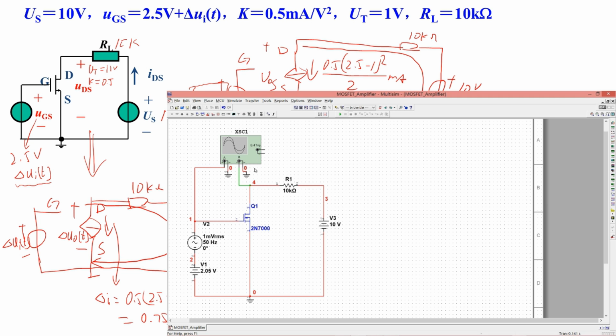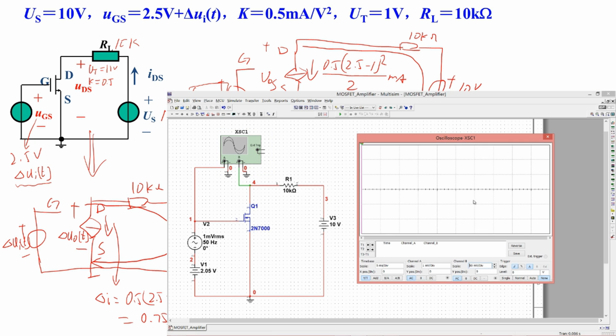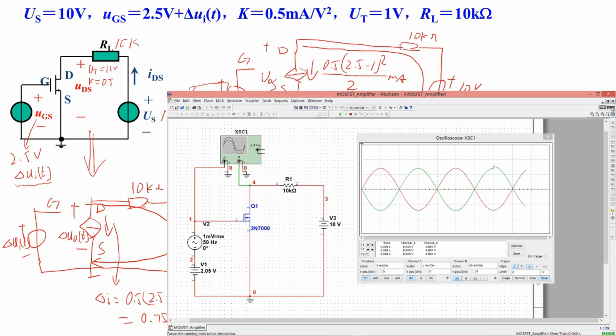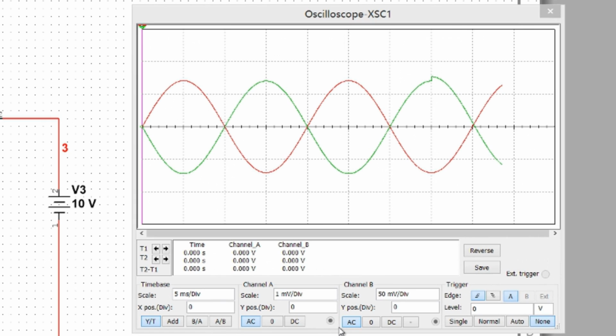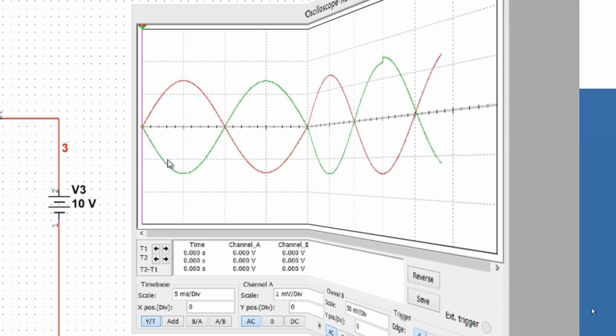Channel A connects to the input, expressed by the red line. Channel B connects to the output, expressed by the green line. Open the oscilloscope, click Run, and then pause. We use the AC mode to observe the waveform. The red line is the input AC signal. The green line is output AC signal. The input signal is 1 millivolt per division, and the output signal is 50 millivolts per division. The output signal is roughly amplified minus 50 times of the input signal. The function of the signal amplification has been realized.